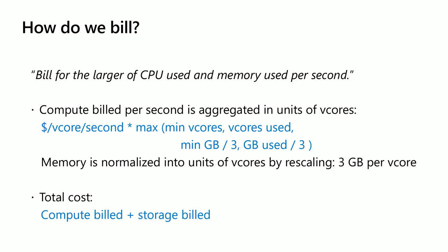So the way the billing works is we'll take the per second bill, which is 0.00072 US dollars per second, and then how much compute or memory you actually used. So we take your vCore used and your memory used, take the max of the two, and then multiply it by the per second rate. That's your bill. And for storage, obviously, how much storage you specified, that's how you're billed.